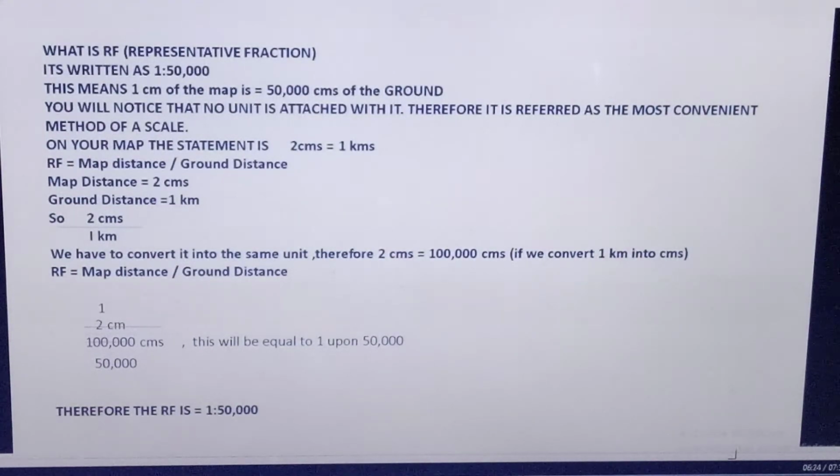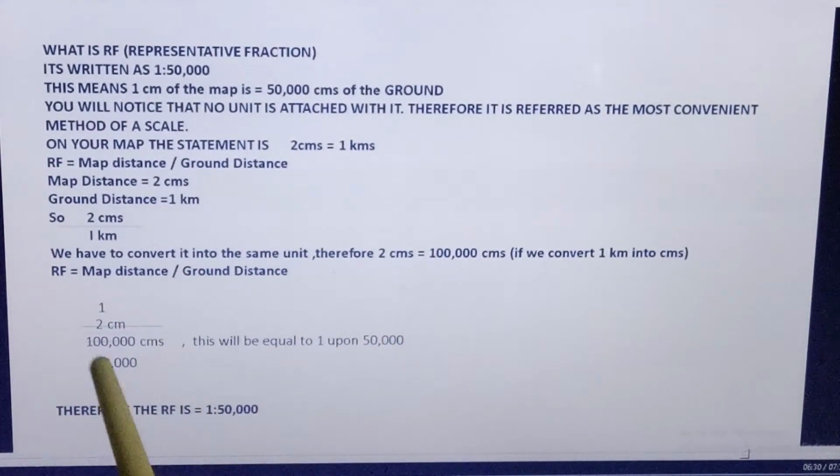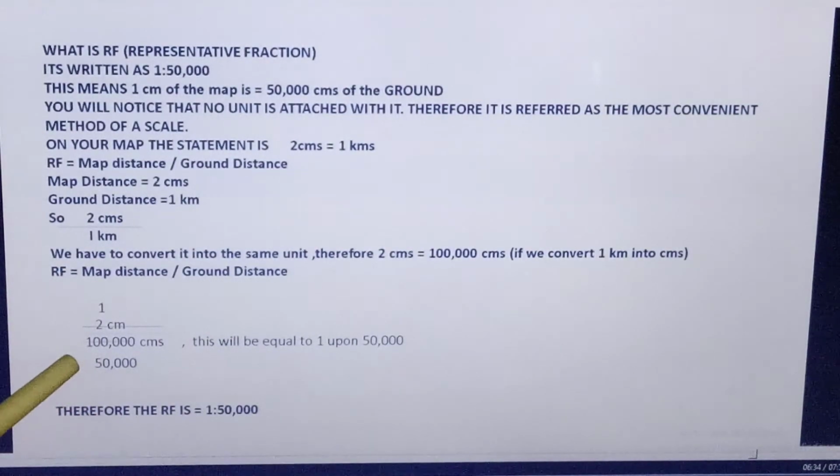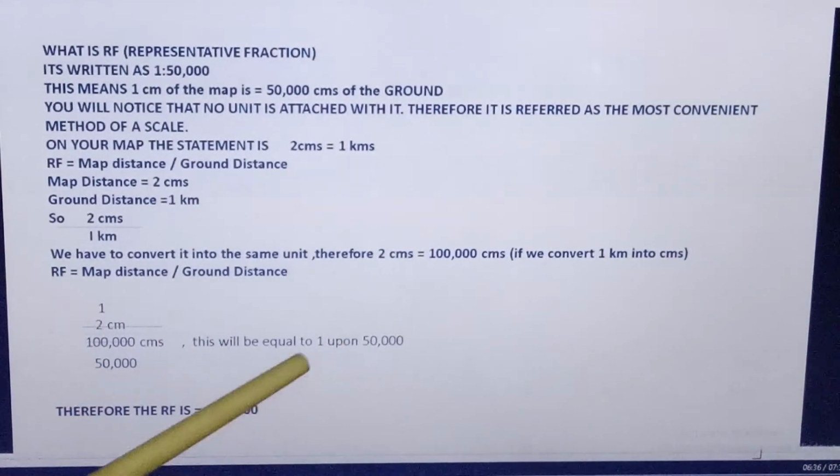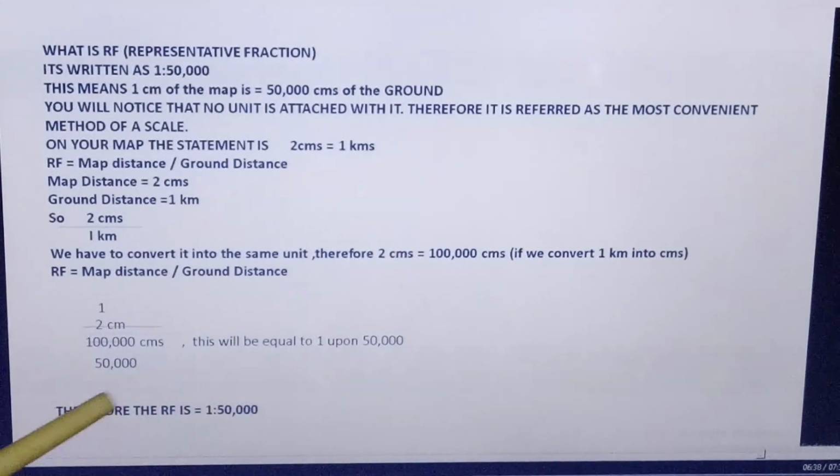So now we can divide 2 centimeters by 1 lakh centimeters. If we divide it, we get 1 upon 50,000. So this is how we get 1:50,000. That is the representative fraction of the map. If you have not understood, I will repeat again in the next class.